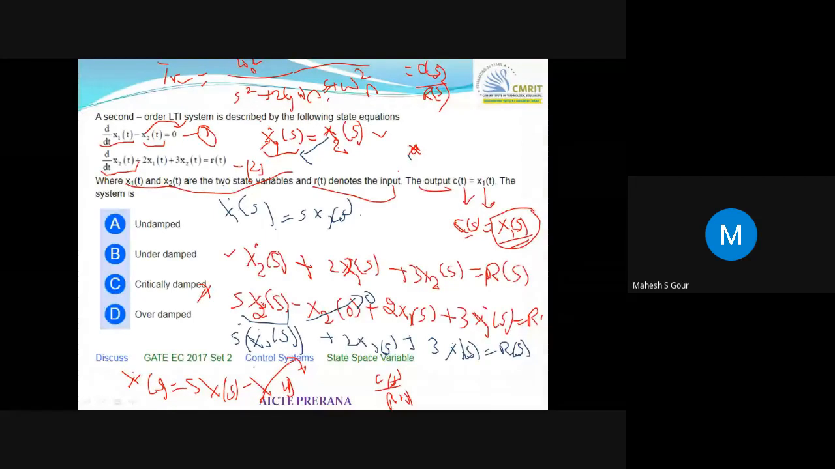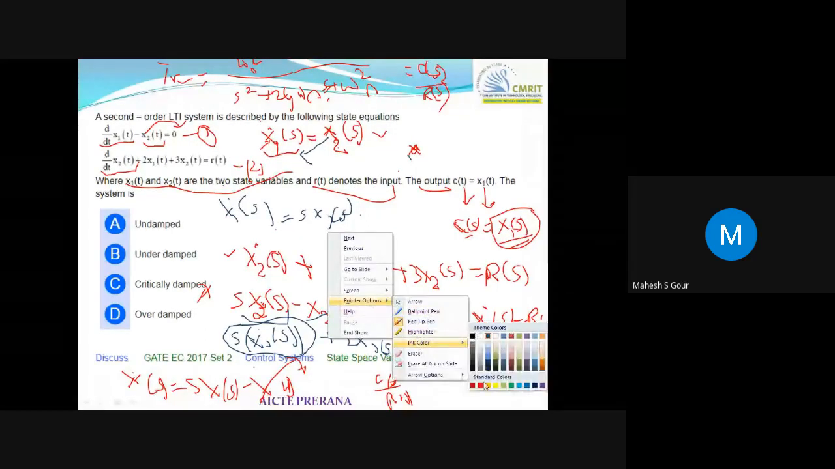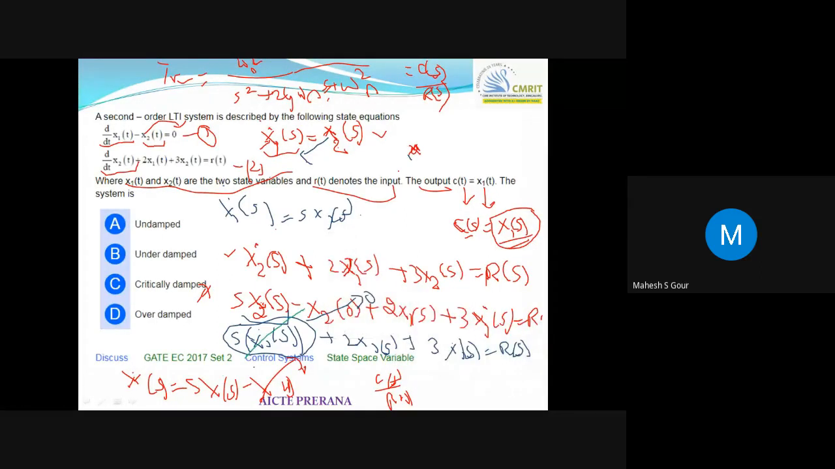So what will your first term become? The first term will become s square into x1 of s. So it is s square plus 2 x1 of s plus 3s into x1 of s, right? Got it? So the first term will become s square. The second term will be the constant 2. The third term will be 3s.